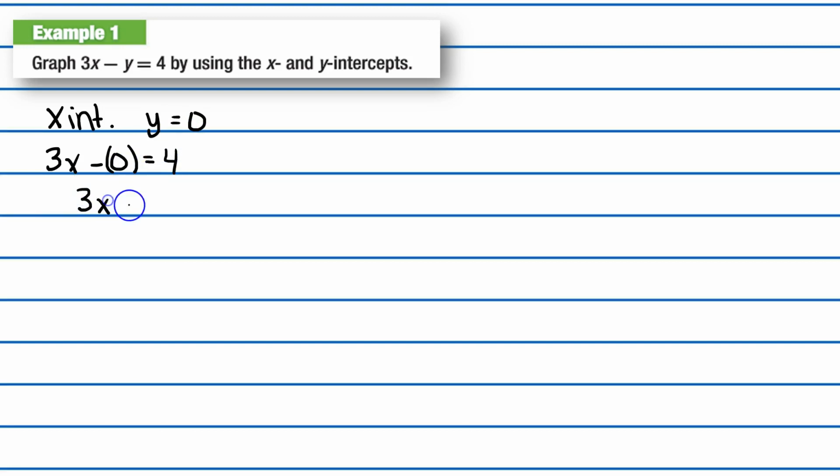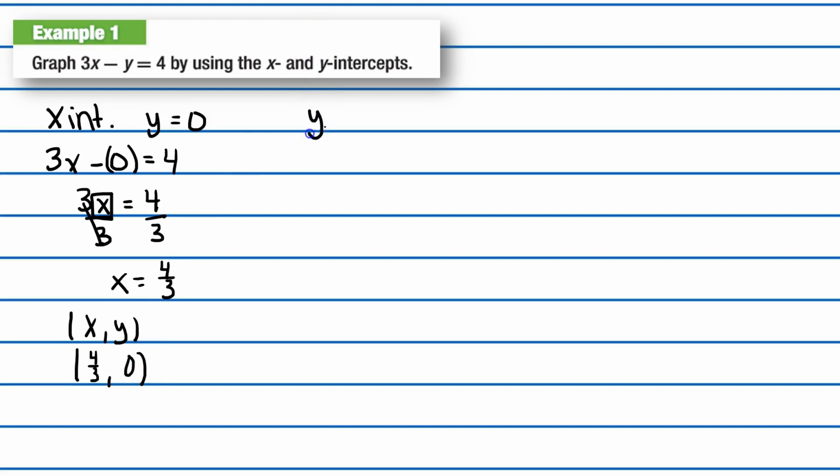So then we had 3x is equal to 4. We still have to solve for x. Make your box smaller. Divide both sides by 3. X is equal to 4/3. Remember, we want it as an ordered pair, which means it's x and then y. X is 4/3. And we talked about y. Y is 0 in this case. There's 1 point for our x-intercept.